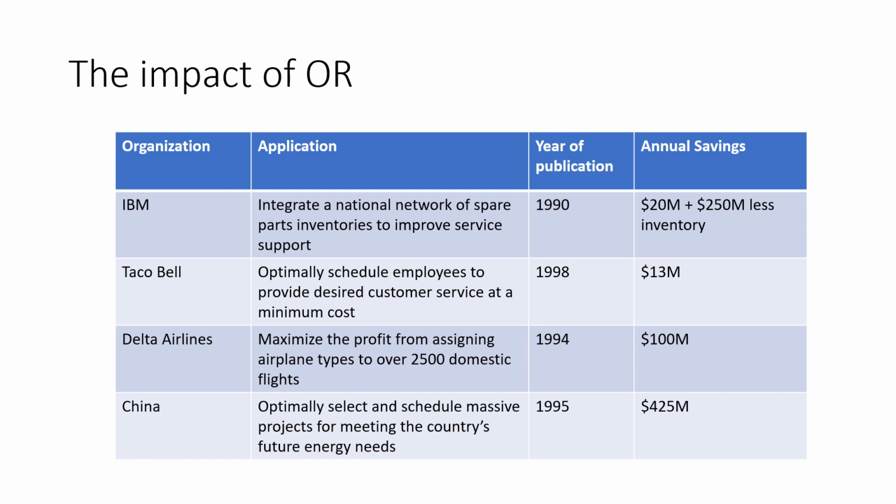OR has impacted the industry significantly, and these are some common examples that took place during the 90s. For example, IBM saved $20 million and $250 million less inventory due to the integration of a national network of spare part inventories to improve service support. Taco Bell optimized their schedule to provide desired customer services at minimum cost. There are many other examples, but these are some examples I picked from the textbook.